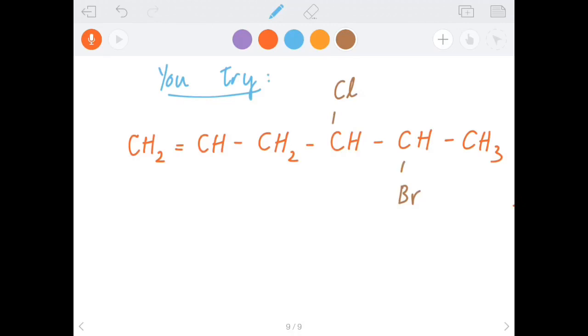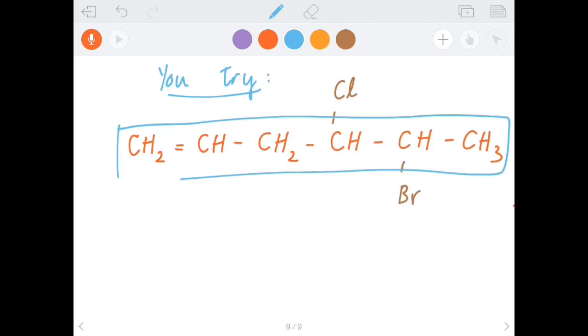If you notice, in this I have two substituents, which are chloro and bromo. I also have a functional group in the form of a double bond. The first thing I'm going to do is identify my longest carbon chain, which I just did, and ensure that when I start numbering it, the double bond always gets the smallest number. So let us see how we can start numbering this.